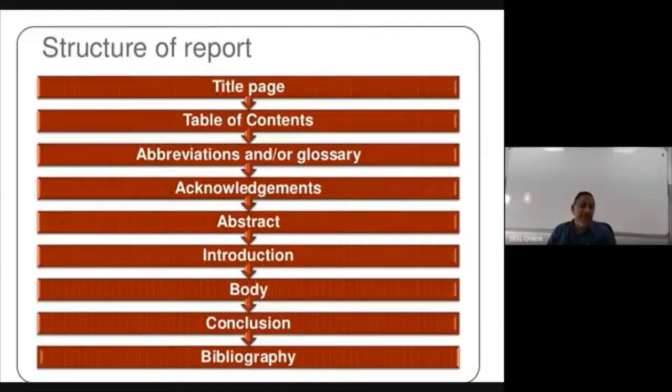I have seen some reports where everything is analyzed but there's no conclusion and recommendations are not there. Whether to grant a facility or not is not finally decided. Finally, the bibliography: the references and books you referred to. Secondary sources of information you referred to should be included in the bibliography. That's the structure of a project report. We'll discuss our project later.